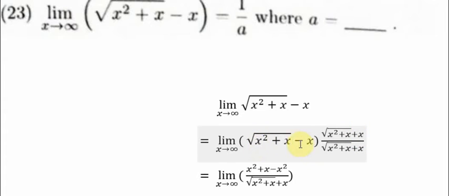So you have a minus b and a plus b. A minus b multiplied by a plus b gives a power 2 minus b power 2. In here, that's about the square root. We use a power 2. That's why we eliminate the square root.